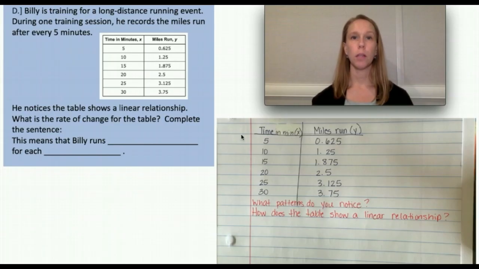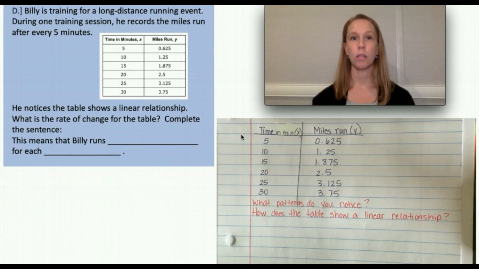Part D, Billy is training for a long-distance running event. During one training session, he records the miles run after every 5 minutes. So the table shows the values. He notices the table shows a linear relationship. What is the rate of change for the table? And then we're going to complete the sentence. This means Billy runs what for each what. So the first thing before you continue is to look at the table and determine what patterns you notice.